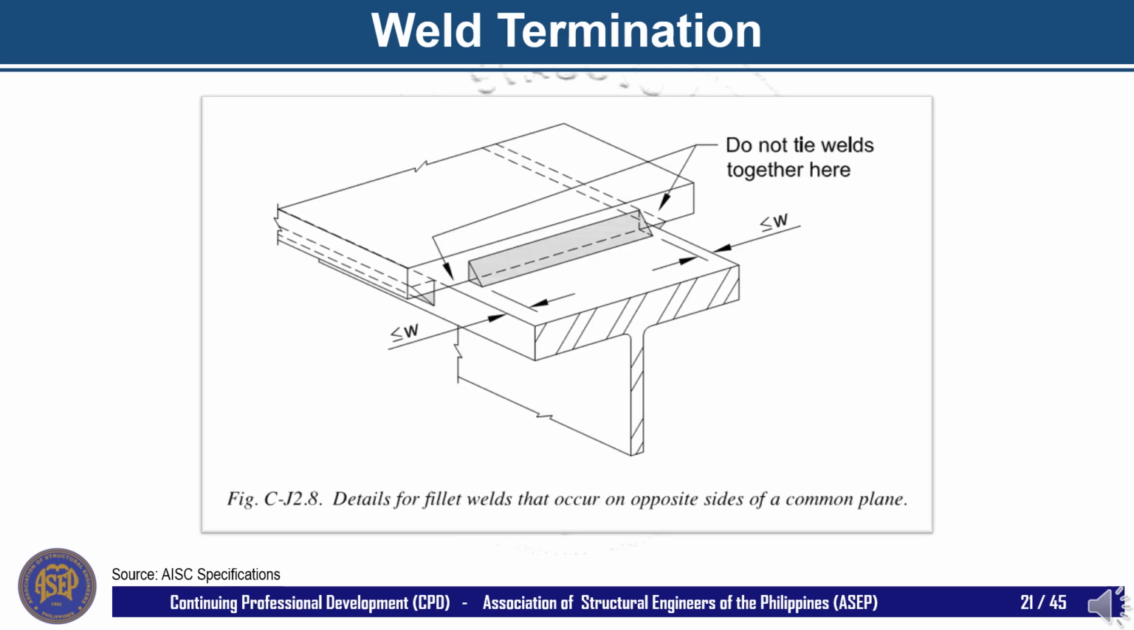The final example cited in the AISC specification wherein welds must be terminated short is in the case of welds on opposite sides of a common plane, as shown in this slide. A reason for such interruption is again the workmanship issue. Melting away of the edges is highly likely. Furthermore, the short welds on the edges must be made out of position, and changes in welding procedure parameters will likely be required for the short welds.